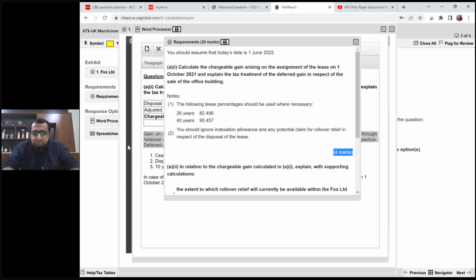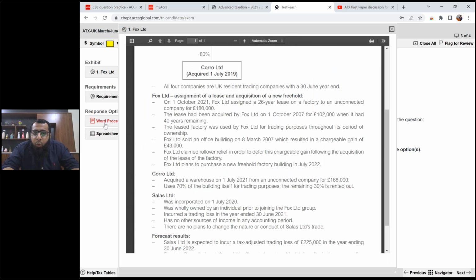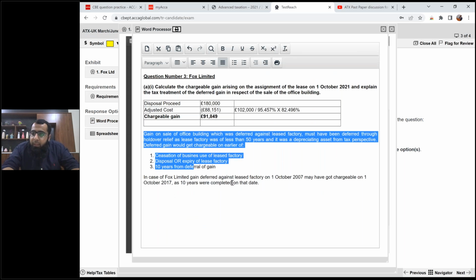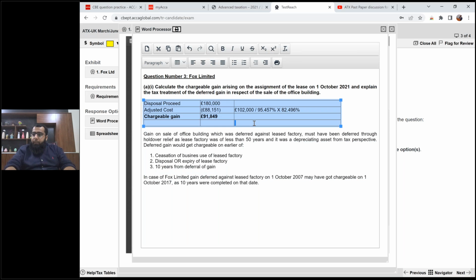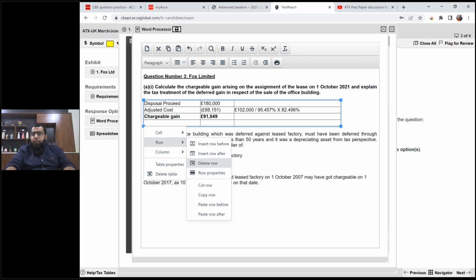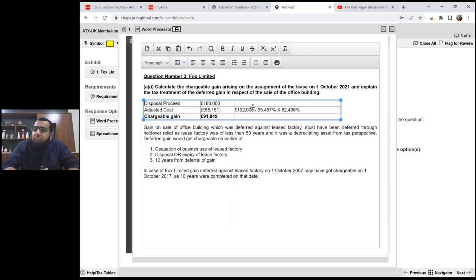So even if you would have done this deferral thing wrong, even if you would have forgotten the holdover relief, you would have lost only 2 marks. This calculation was nothing difficult. It was simple working of adjusted cost. Is it clear? Please tell me. Everyone, please give me feedback. Are you people understanding it?